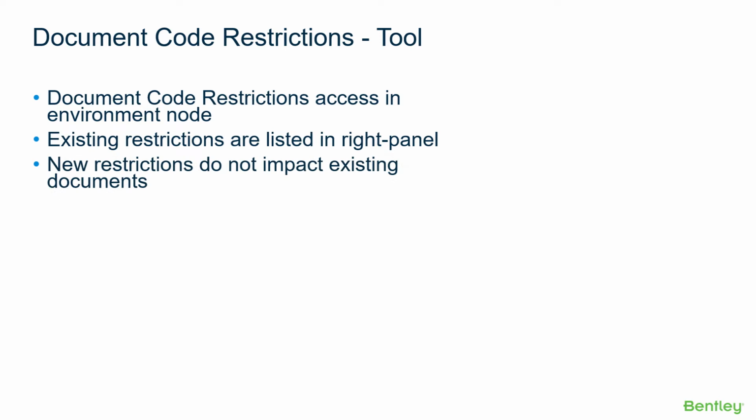When creating a restriction, new restrictions applied at the time do not impact existing documents, meaning documents that already have serial numbers assigned to their document code will not be impacted unless the document code is edited. All new documents will be impacted after a restriction has been created.